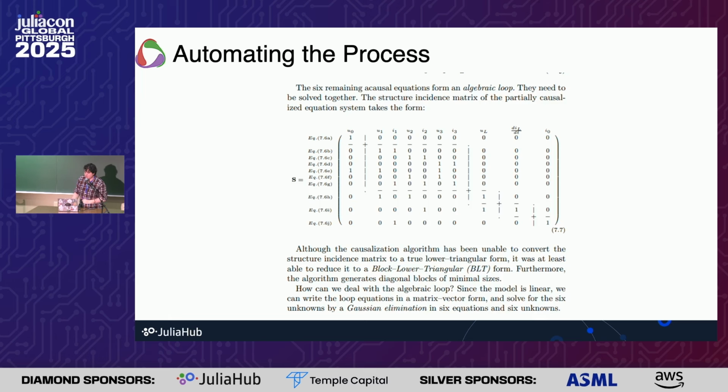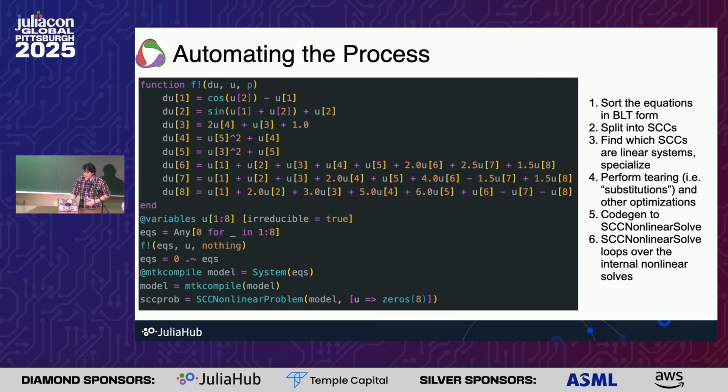And then what we can also do is make it so that the ModelingToolkit front end, the symbolic front end, does this analysis, figures out how to cut everything up, and splits it for you, right? And so this is what we've been able to do.